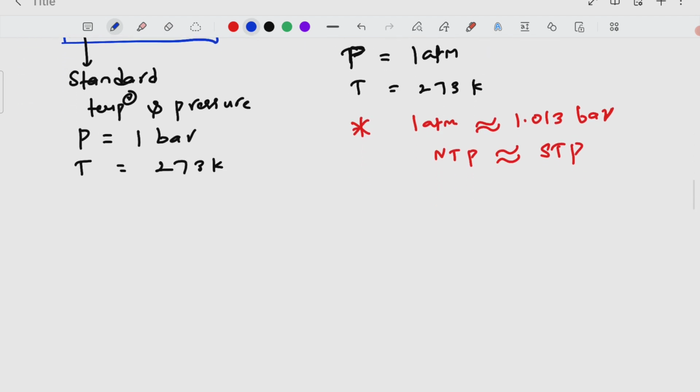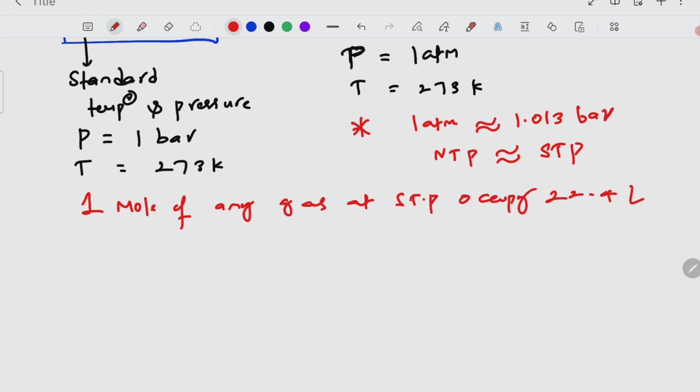So here you remember one important statement. 1 mole of any gas at STP occupies 22.4 liters. Most important statement, remember 22.4 liters, because in upcoming questions we are going to use this value.